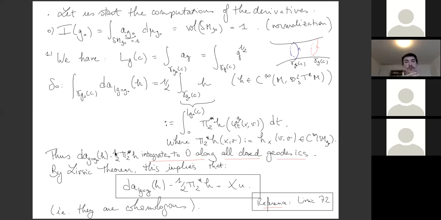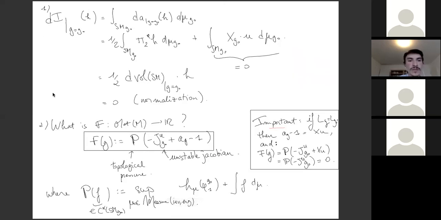Now, as I said before, by Livshitz theorem, this implies that this function is a coboundary. Namely, it's a derivative in the flow direction of the geodesic flow of G0. Sorry. So you can really write this as a difference of two functions. You can really write it as X of u, where X is the geodesic flow of G0.